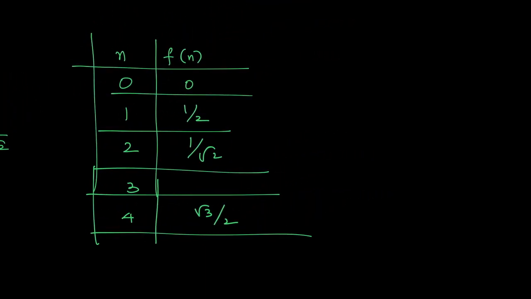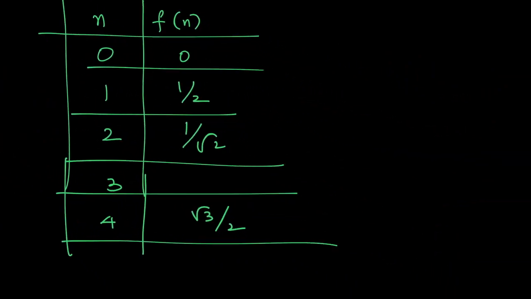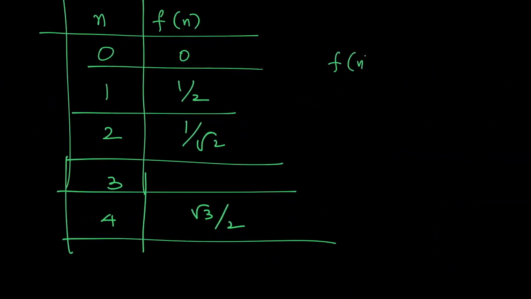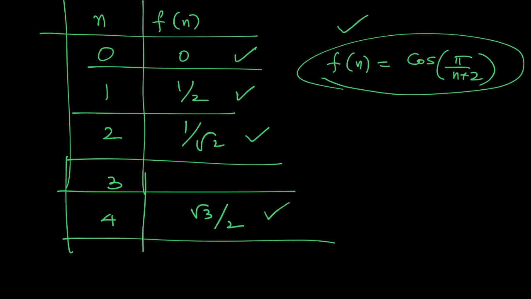Okay, so you also observe that pi by n plus 2 has some significance. So if you can quickly observe that your f of n is cos of pi by n plus 2, indeed this is satisfied, this is satisfied, this is satisfied, and this is also satisfied. Okay, so you should be able to quickly guess that f of n is cos of pi by n plus 2.